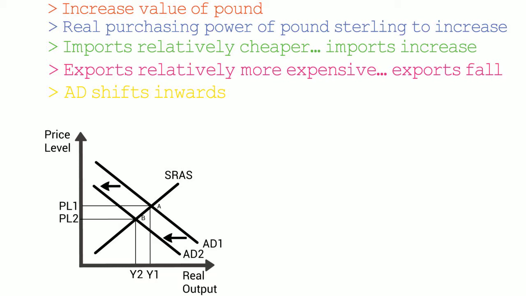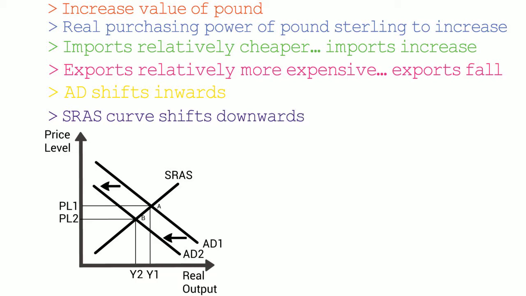We can also look at the effects that an appreciation in pound sterling has on the supply side of the economy, and we're going to do that now. The UK economy imports a lot of resources from abroad in order to make goods and services. If there is an appreciation in pound sterling, it means that these imported resources are now cheaper. This means that the cost of production for firms decreases, and this results in the SRAS curve shifting downwards.